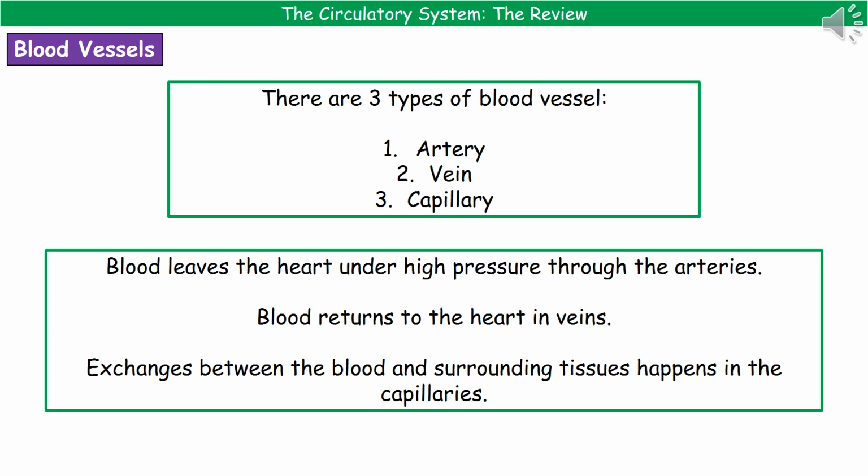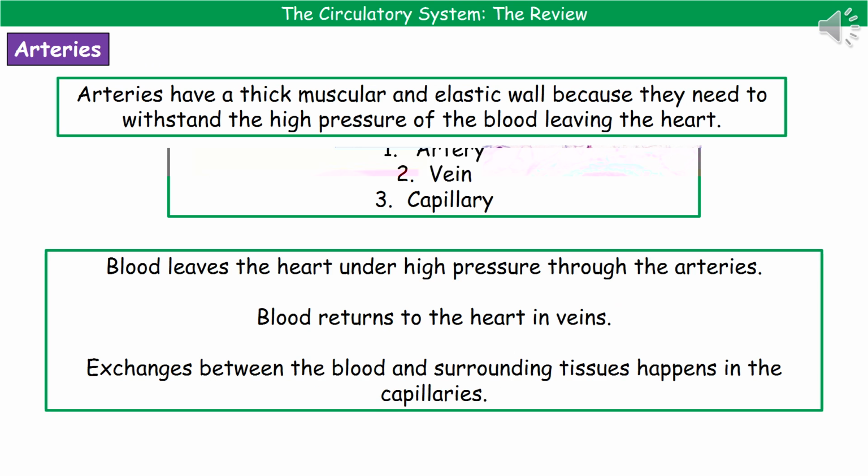When it returns to the heart, it's always carried in veins, and then any time we've got exchanges occurring between the blood and any form of tissues or cells, then that will always be through the capillaries. So make sure you remember arteries go away from the heart, so A for arteries, A for away. Veins bring blood back to the heart, and then we have these exchanges taking place in the capillaries.